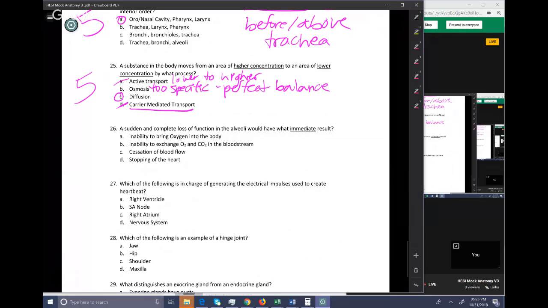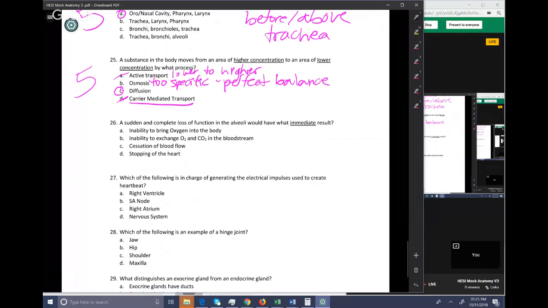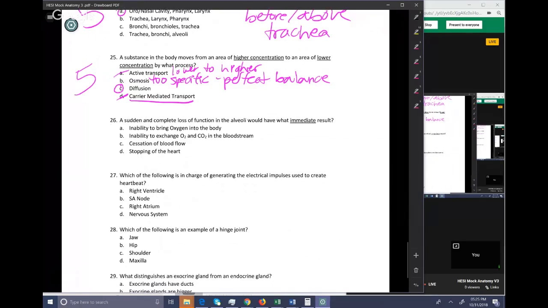26, a sudden and complete loss of function in the alveoli would have what immediate result? Hopefully, if you have listened to my descriptions of these question types before, you took out C and D. We do not have enough information in this instance to say the blood flow is going to completely stop or the heart's going to stop. If the heart stops, you could definitely say the blood's not going to flow anymore, because the heart actually drives blood flow.